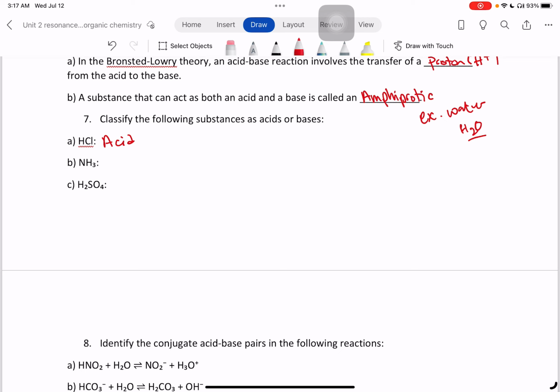So if the acid has a very weak conjugate base, in this case the conjugate base is going to be Cl minus, then this is going to be a strong acid. If it has a strong conjugate base, then the acid is very weak.